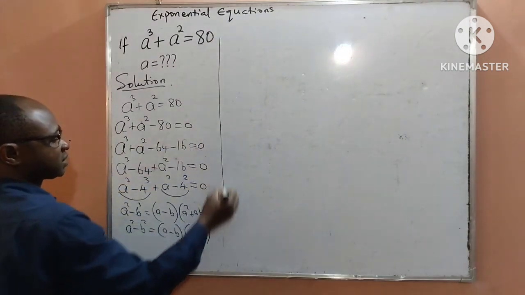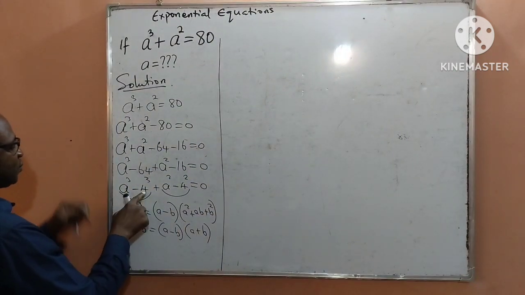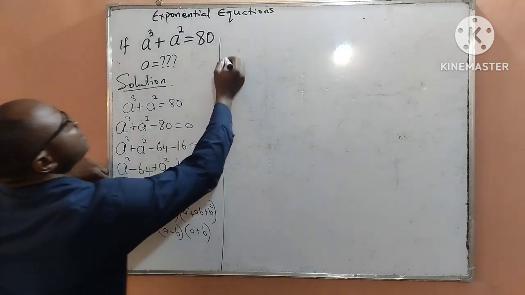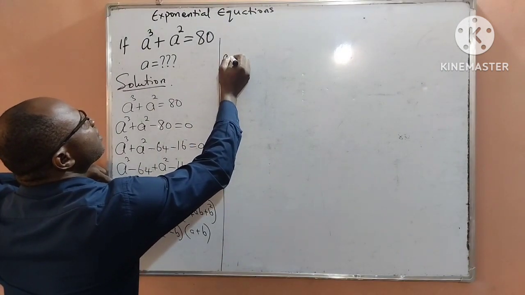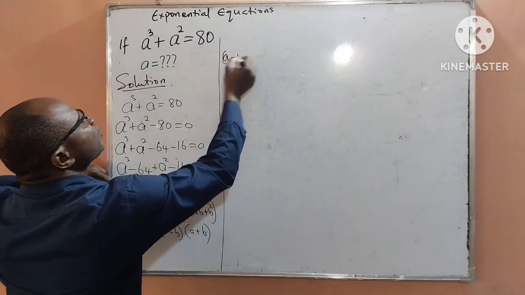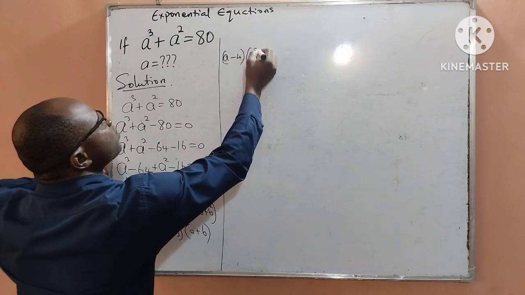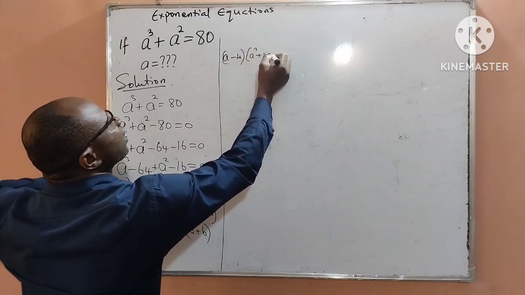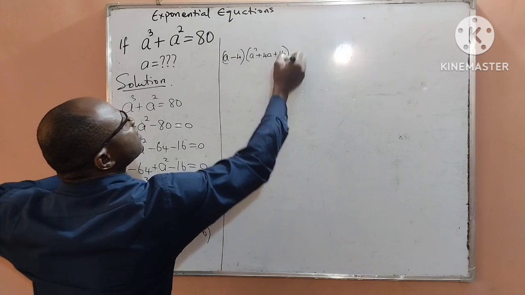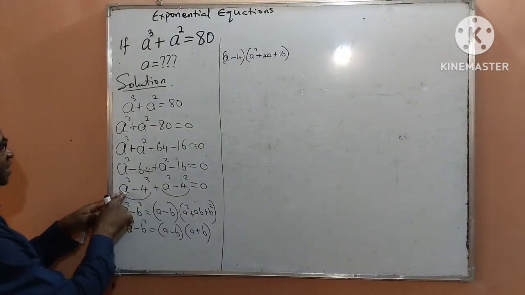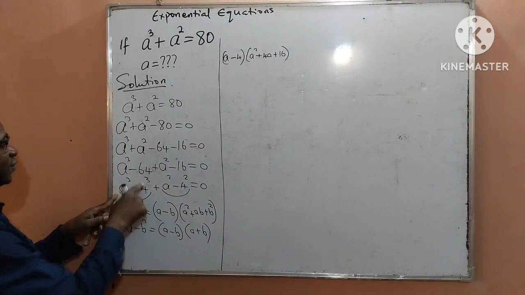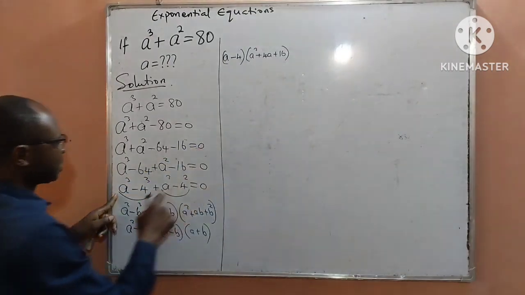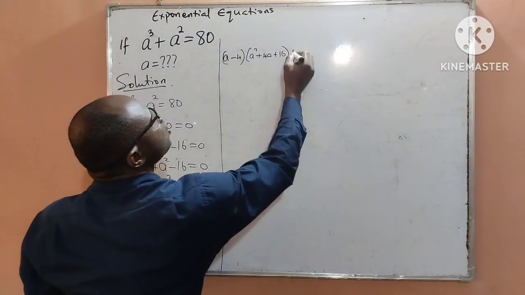Therefore, we now can write it. From difference of two cubes, I will write it as a minus 4 into a squared plus 4a then plus 16, which is 4 squared. I have now represented a cubed minus 4 cubed. That is the whole of this. Then plus, I have my plus.